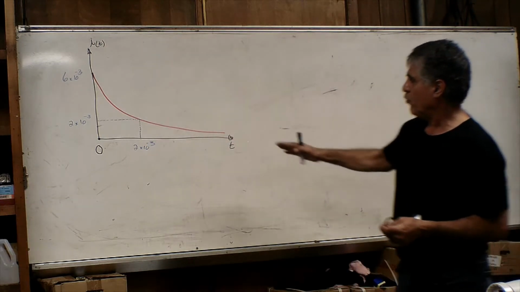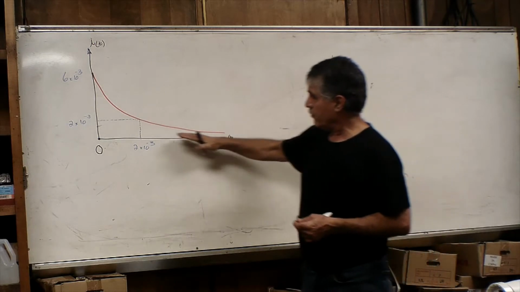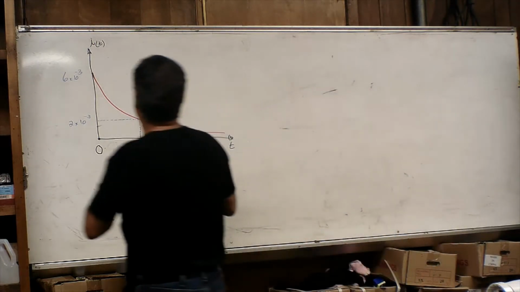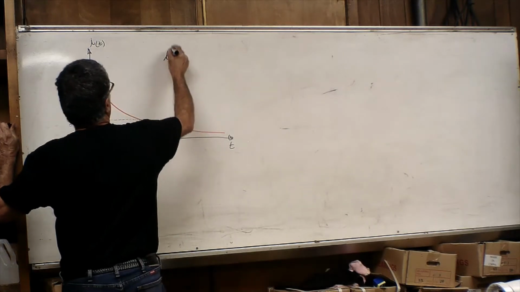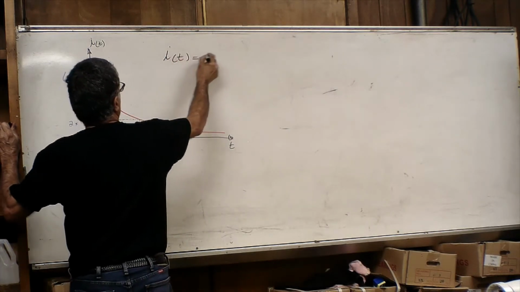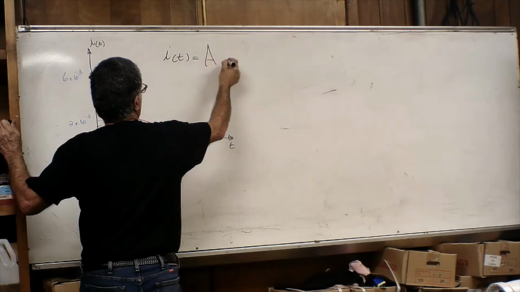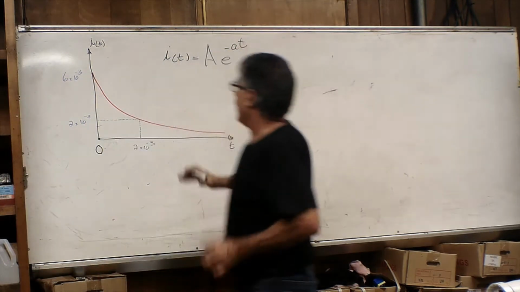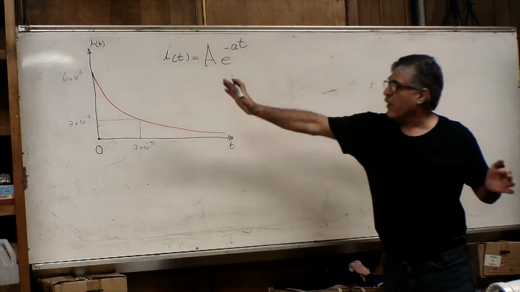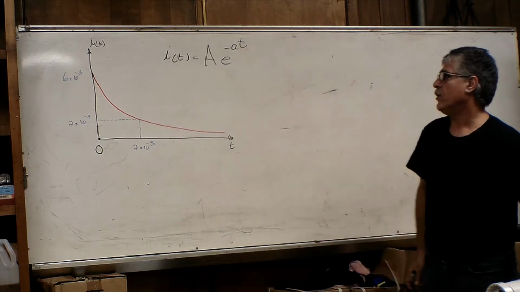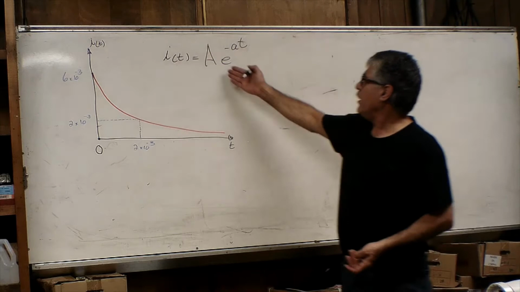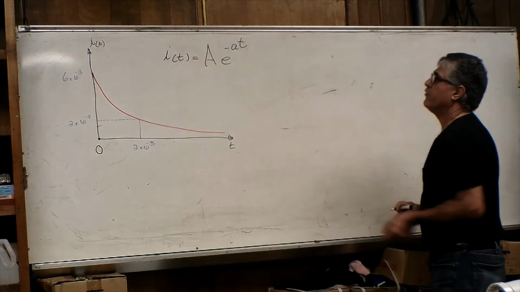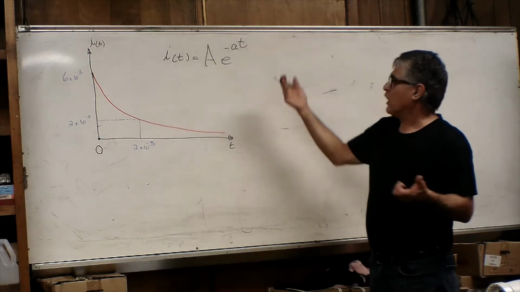The general form of a formula for a graph like that can be written as i(t) = A e^(-at). Anytime your graph looks like that, you can use this formula, where capital A is the amplitude of the curve, and small a is the constant.